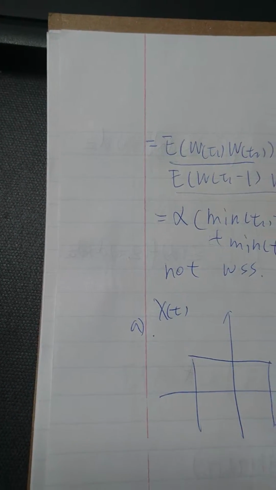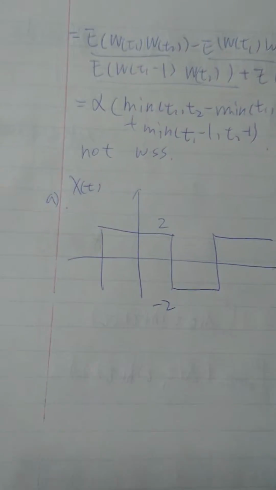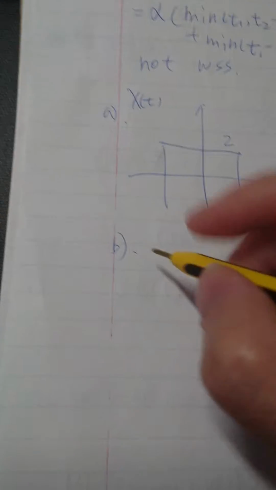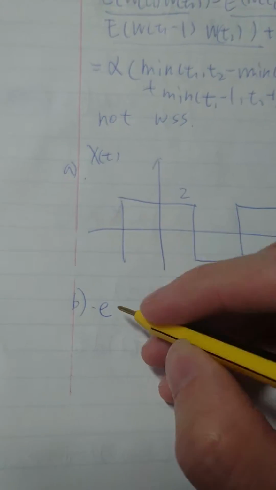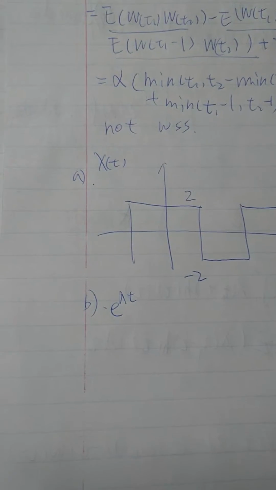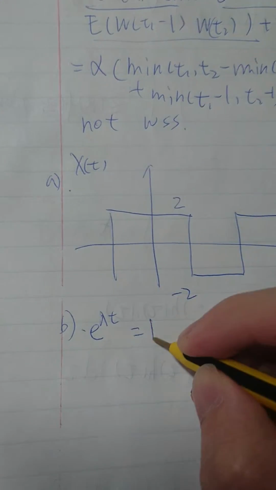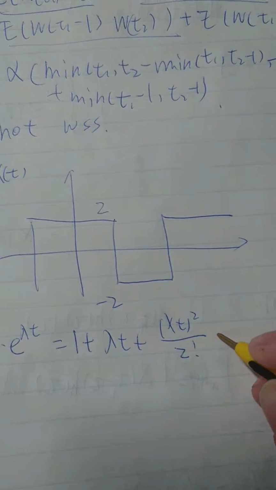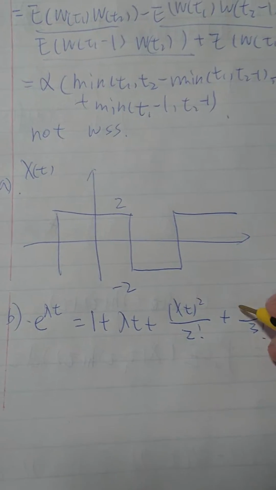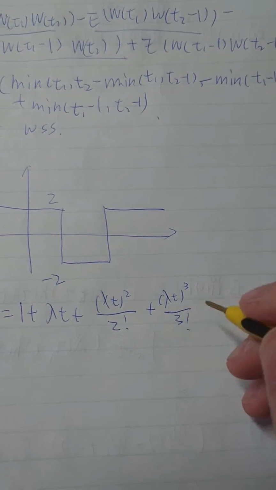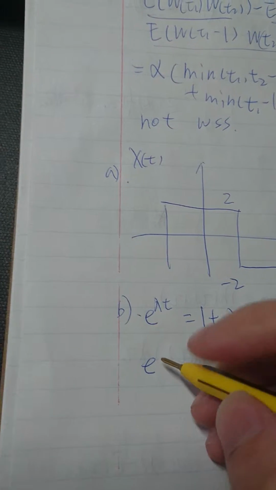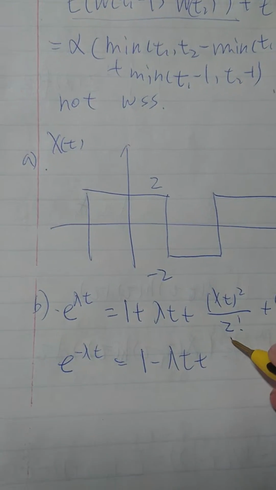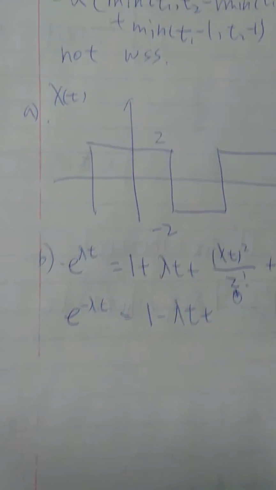It's like this, and we find P(Xt equals 2). So first we have that e to the lambda t equals 1 plus lambda t plus lambda t squared over 2 factorial, and lambda t cubed over 3 factorial, plus and so on, and e to the minus lambda t equals 1 minus lambda t plus this and minus this, and so on.